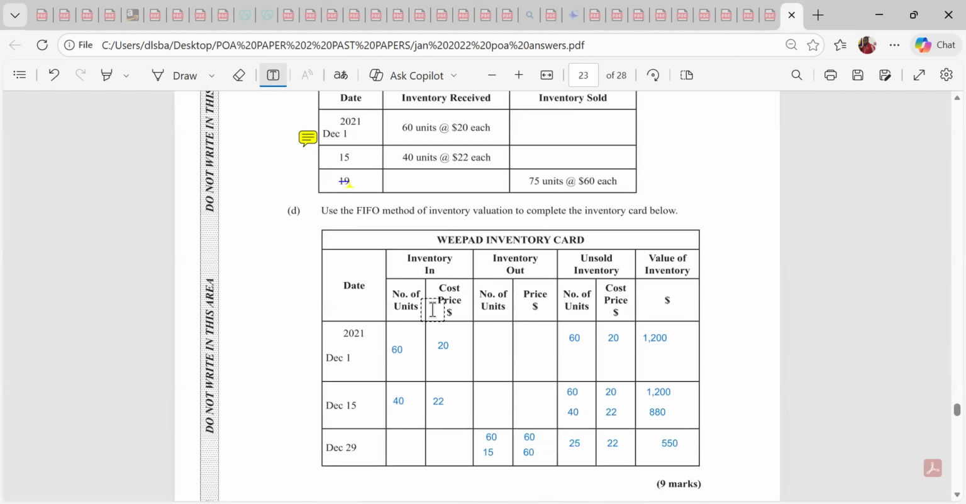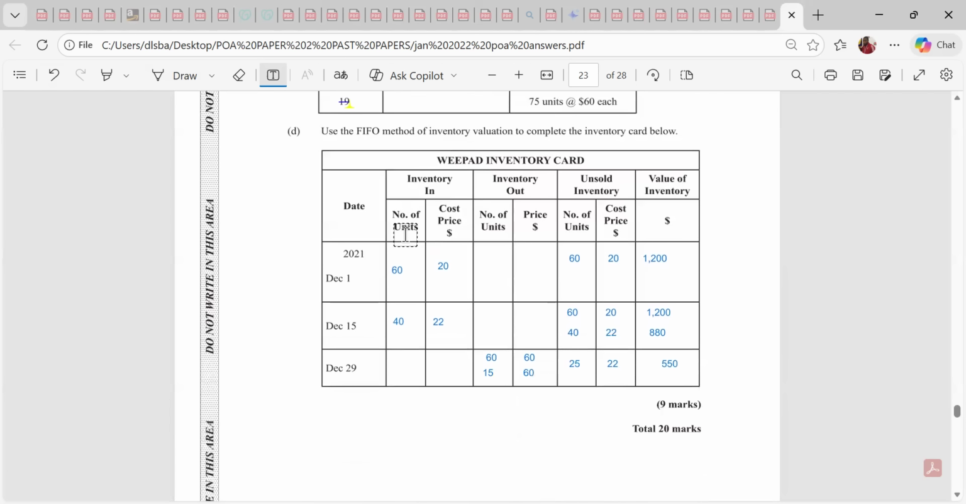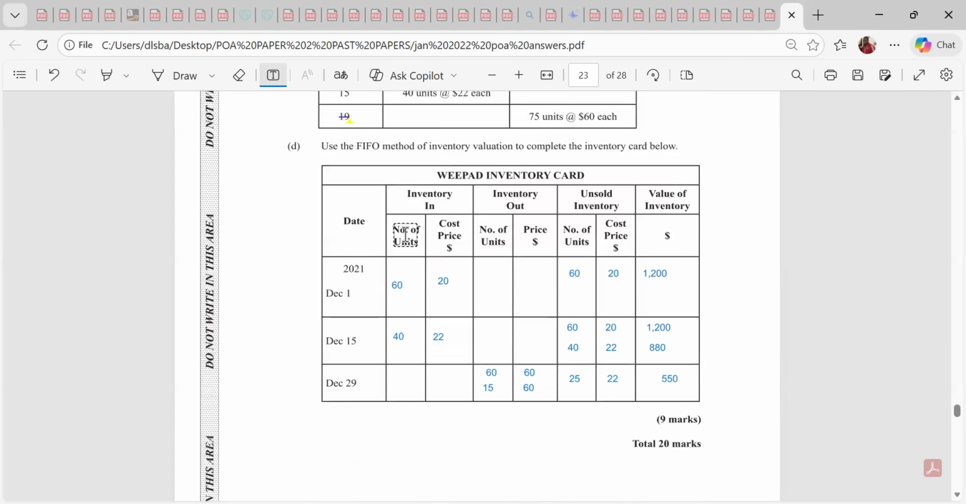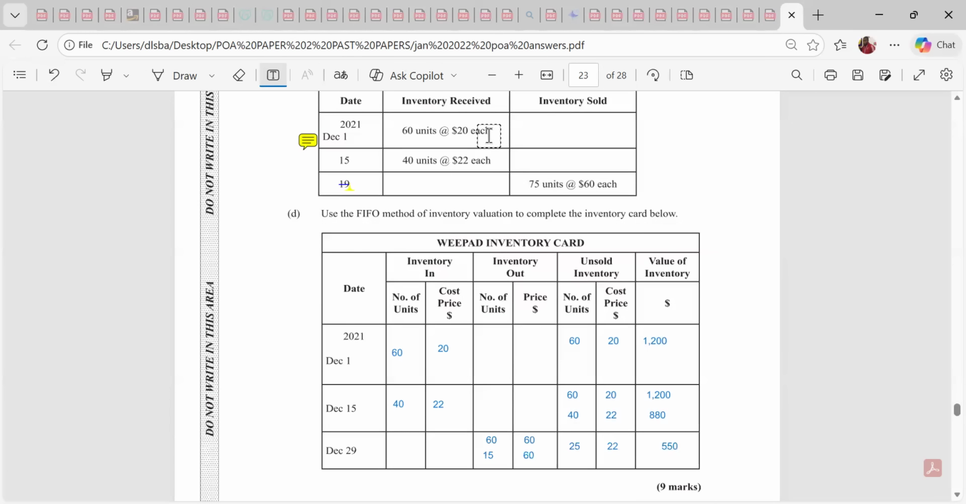So we start off on the 1st of December. We get 60 units at $20 each. So unsold units, we have 60 units at $20 each for $1,200. Then on the 15th, we bought 40 units again at $22 each. So for unsold inventory, we have the 60 from before because we didn't sell them yet, and now we get 40 more at 22.